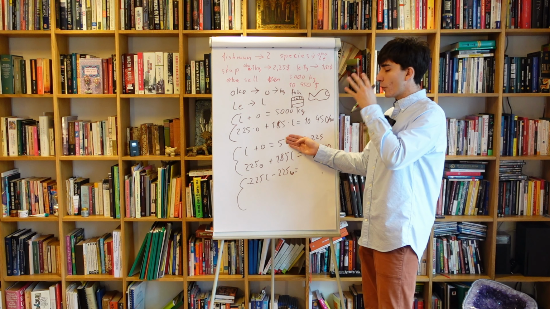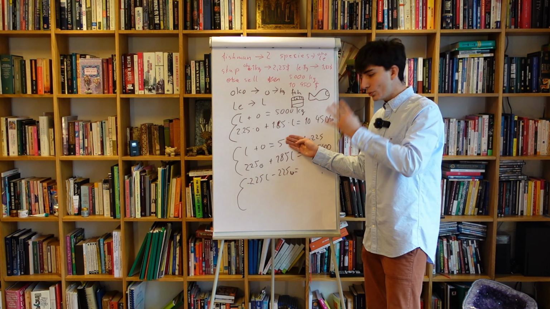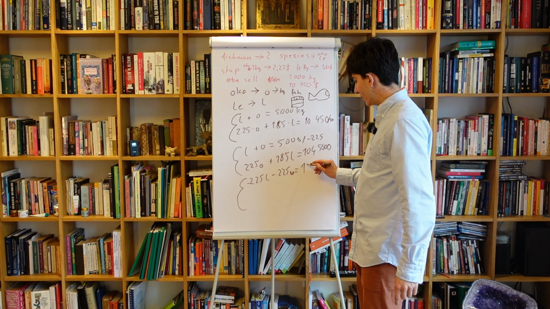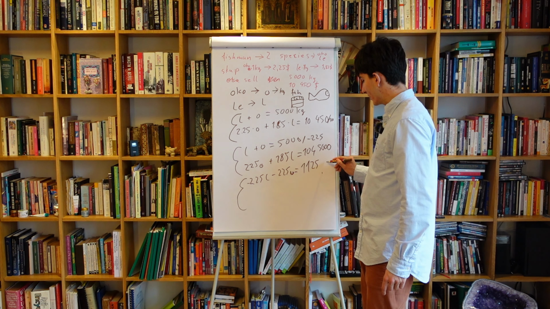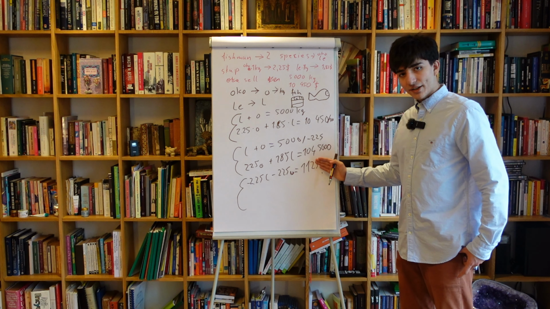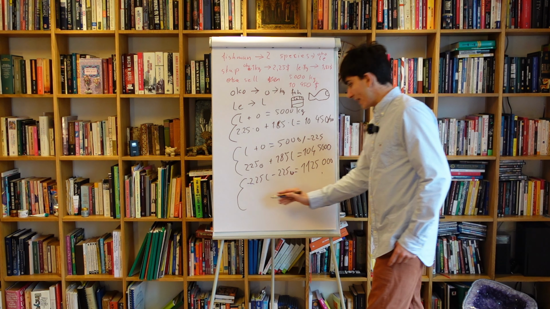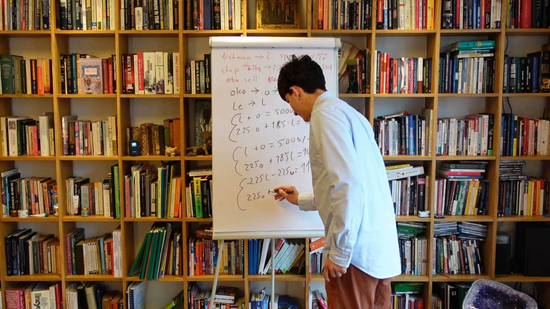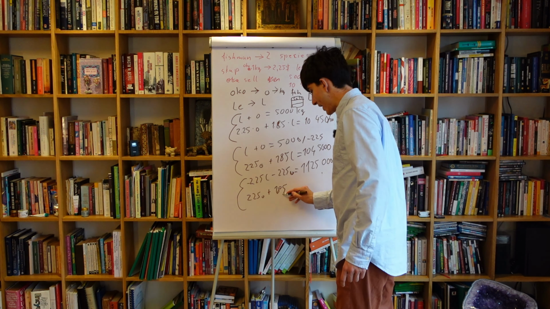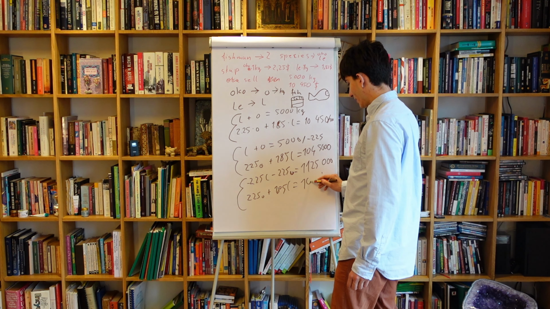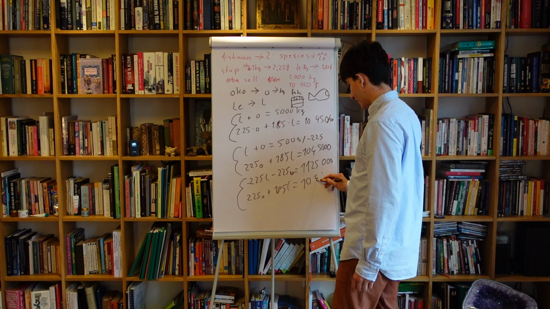So we will get 1125 plus 3 zeros. So we'll get 1, 1, 2, 5, 3 zeros. So it's about 1,125,000. And here you get 225O plus 185L is equal to 1,045,000.